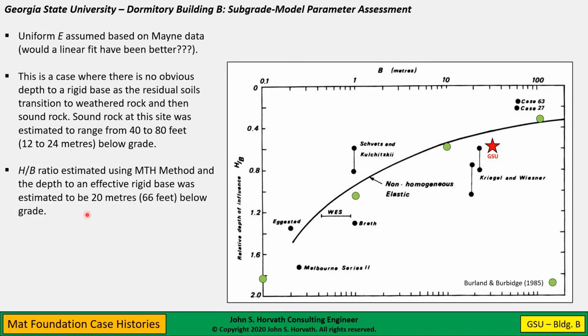I independently estimated the depth to an effective rigid base using the MTH method, and this came out to be, in this case, about 20 meters or 66 feet. And this is where it plots up on the Berland and Burbidge plot of data they found, as well as their empirical correlation. I think it fits pretty well, actually.